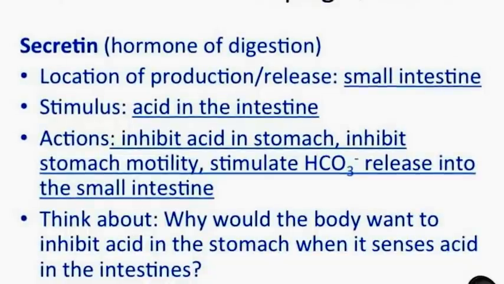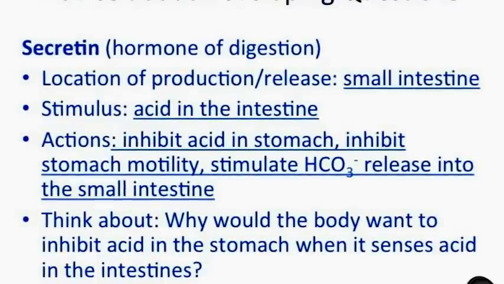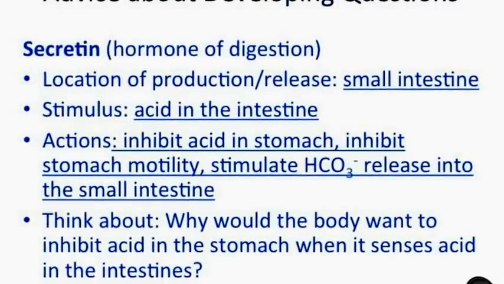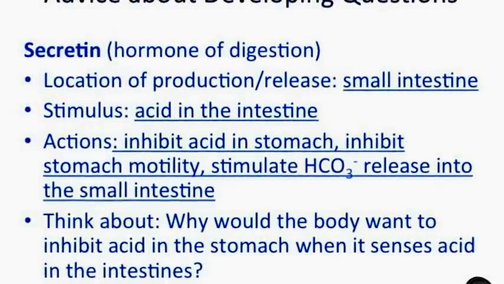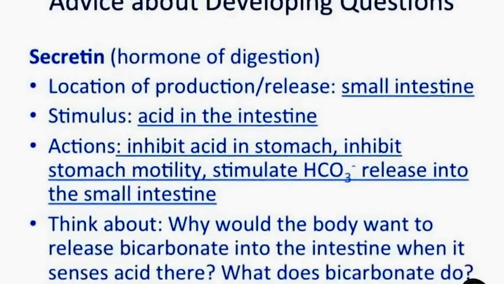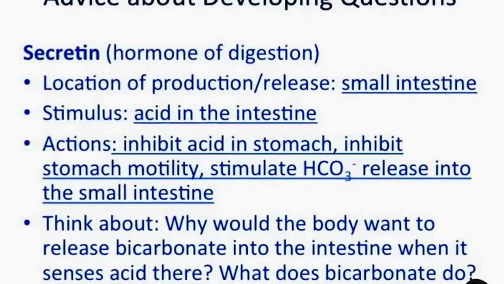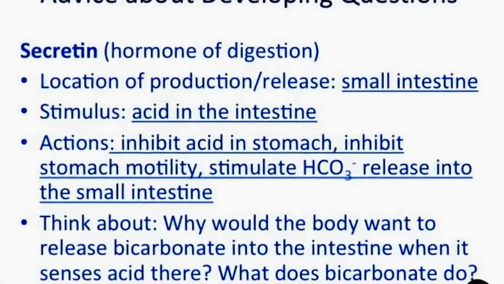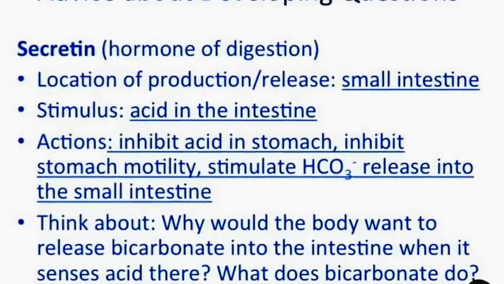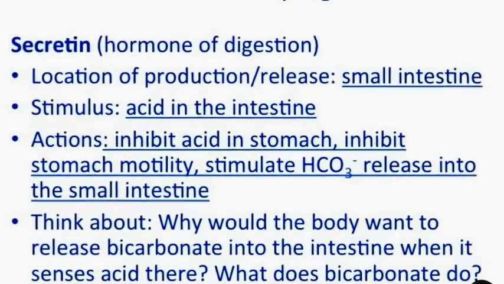One is to think about, why would the body want to inhibit acid release in the stomach when it senses acid in the intestines? What's the relationship between acid in the stomach and acid in the intestines? So using those same set of facts, we can ask, why would the body want to release bicarbonate into the intestine when it senses the acid there? What is the role of bicarbonate and how does it relate to acid sensation?